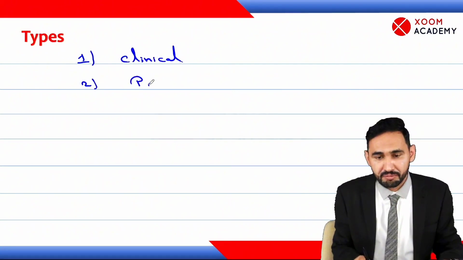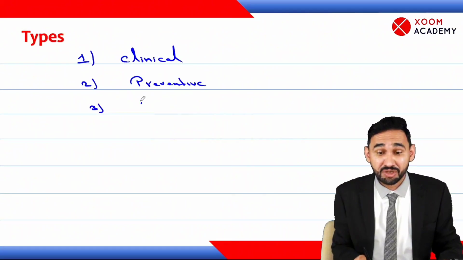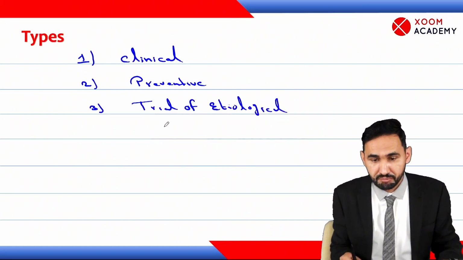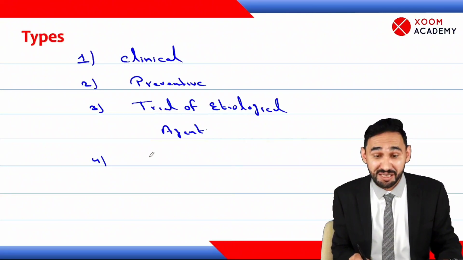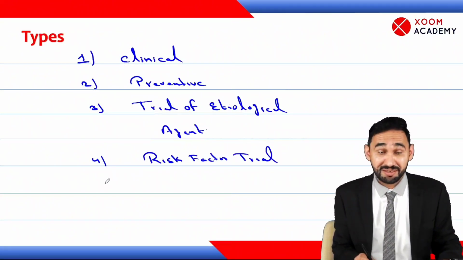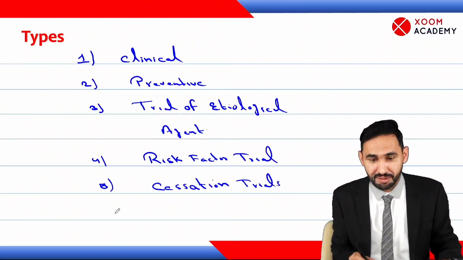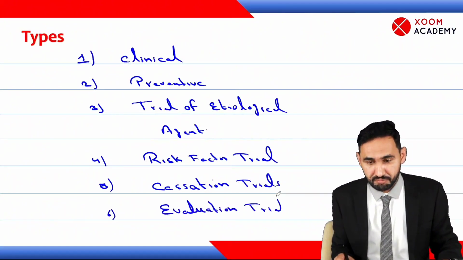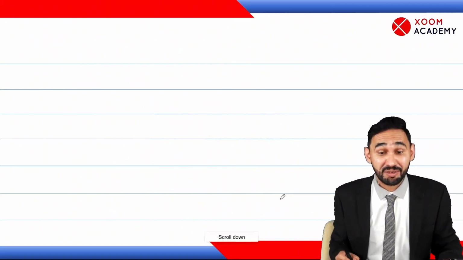Then, preventive trial. We can also do a trial of etiological agent. We can also perform a restricted trial. There are cessation trials. And there are evaluation trials. These are the various types of randomized controlled trial. Let's discuss them one by one.